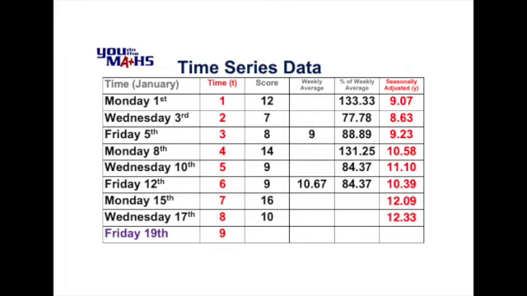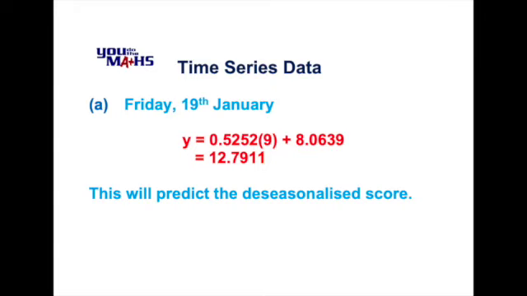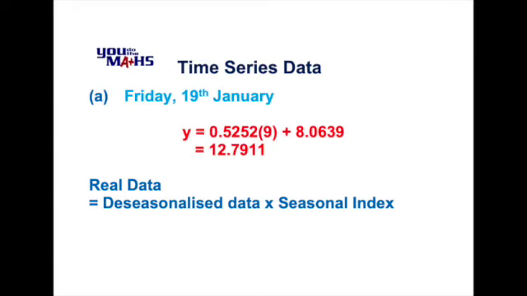Once we establish where the date is on the table, the next thing we do is substitute it into our least squares regression line. So this is helping us predict where the deseasonalized score will be for the Friday 19th of January. It comes out to be 12.7911. What we have to remember though is this is based on deseasonalized data. So what we do to change it to the real data is multiply it by the seasonal index. All of this will make more sense in a moment when we have a look at the graph and the steps that we take.